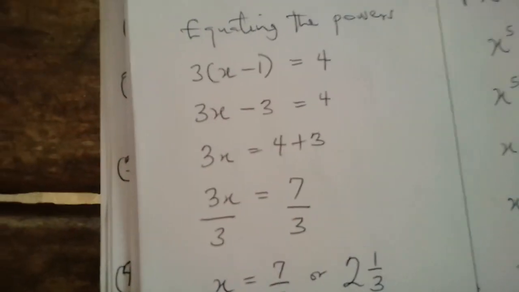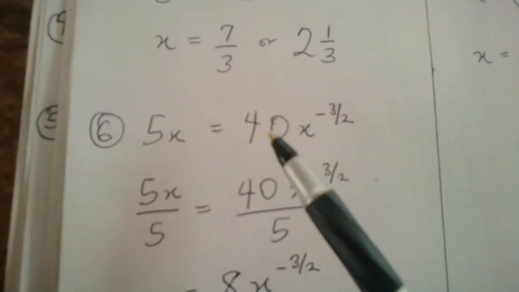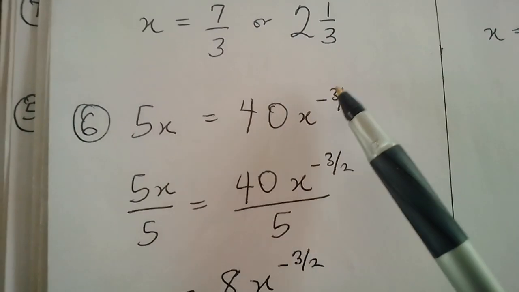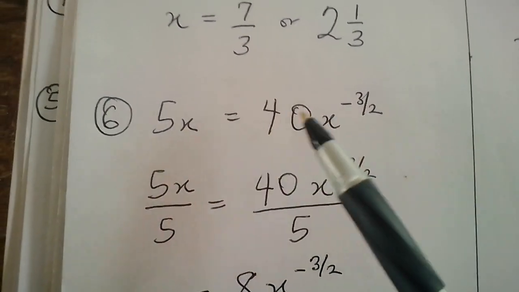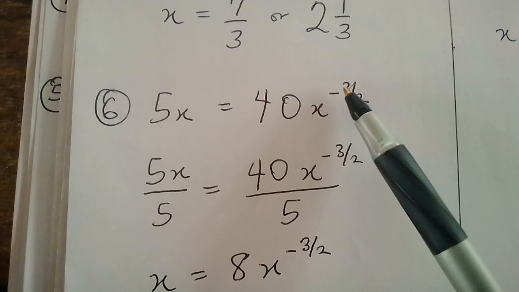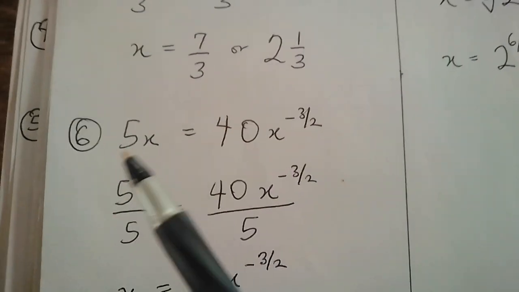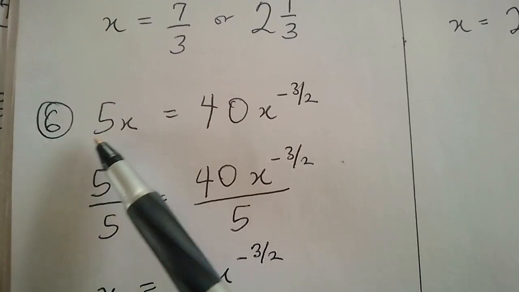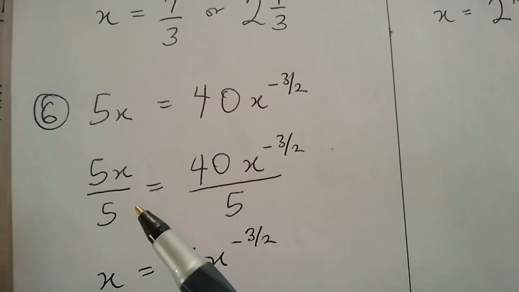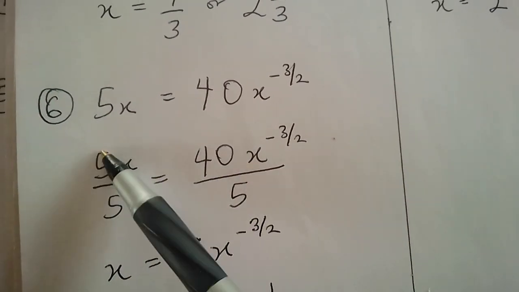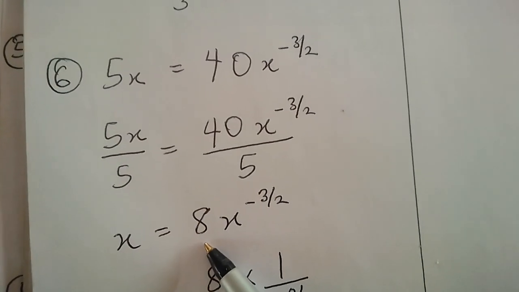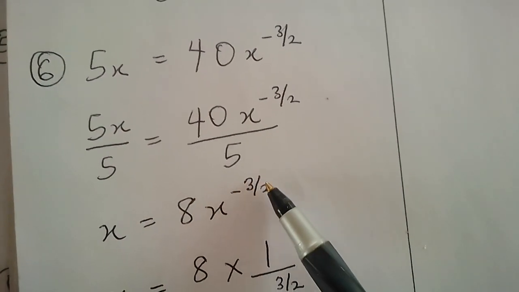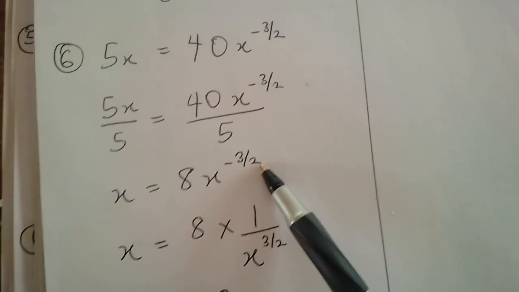Now let's go to the sixth question, which is 5x is equal to 40 x raised to power minus 3 over 2. First of all, to make it easier, let's divide both sides by 5. When you divide both sides by 5, 5 cancels, remaining x. 40 divided by 5 is 8. x raised to power minus 3 over 2.